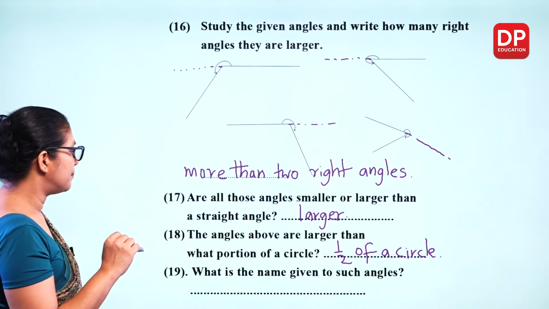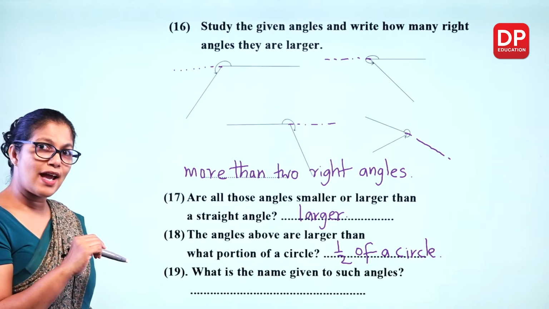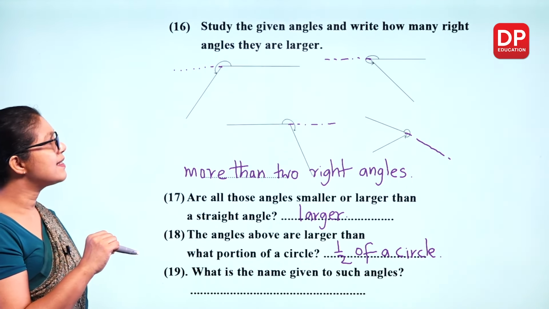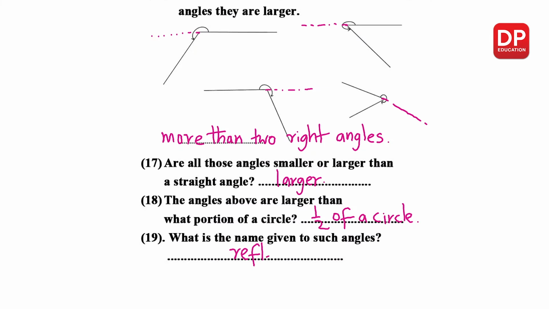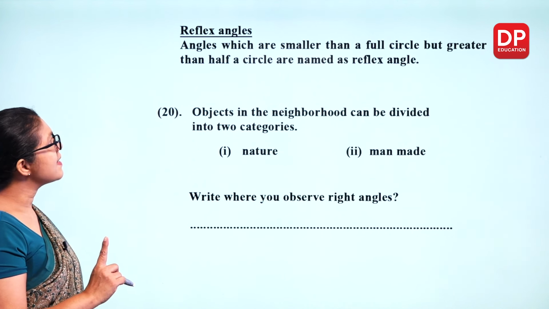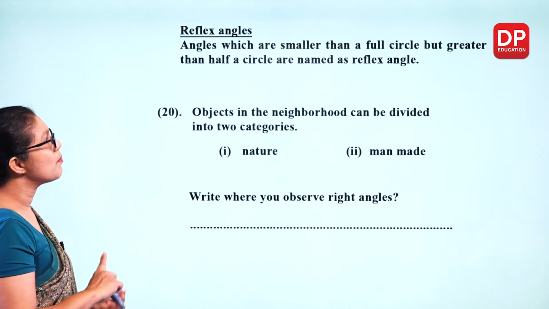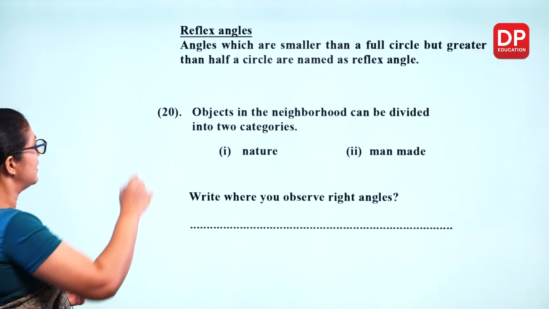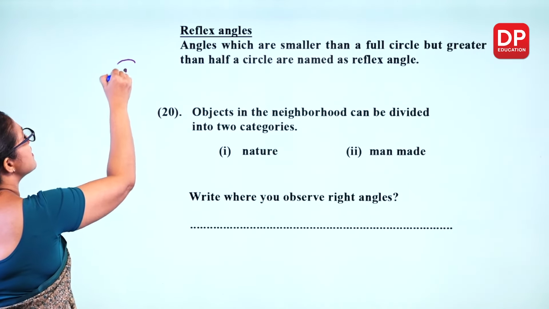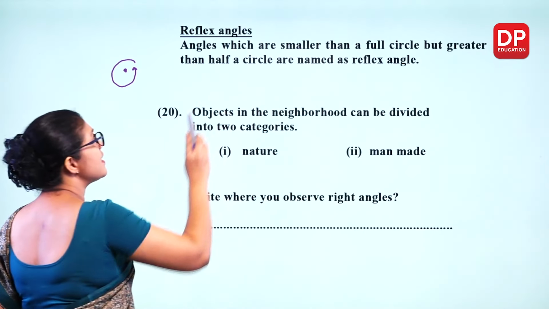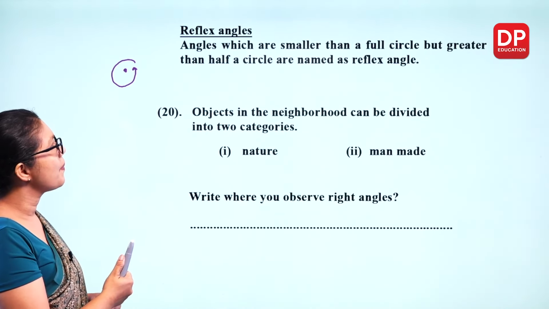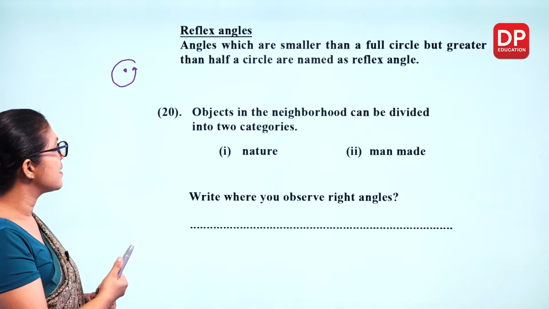What is the name given to such angles? We call these reflex angles. What are reflex angles? Angles which are smaller than a full circle. So full circle means this way. Here, less than a full circle and greater than half of a circle are named as reflex angles.